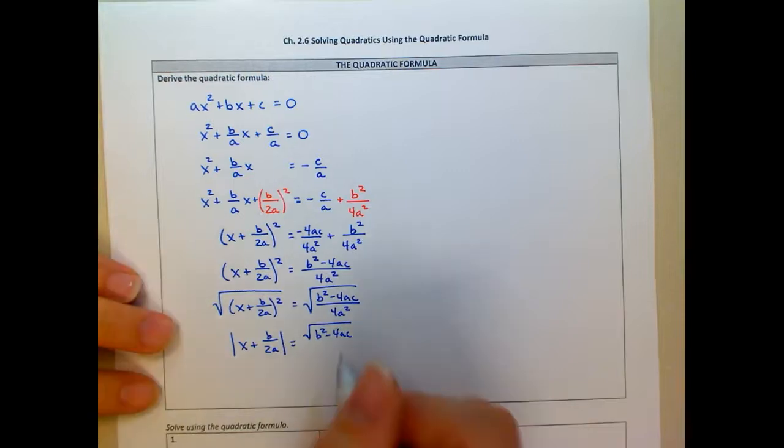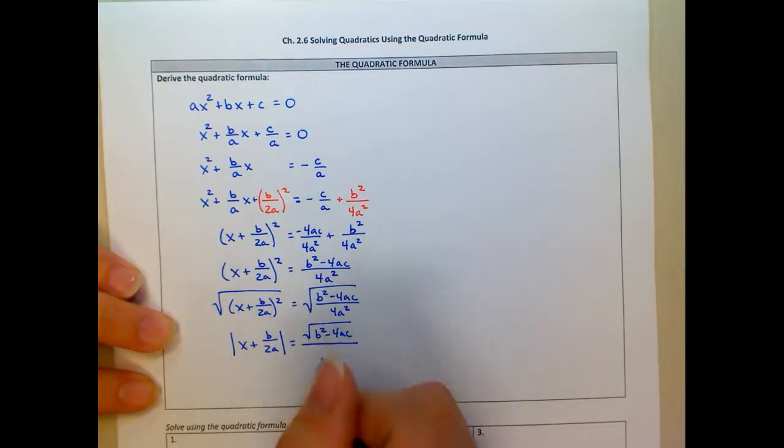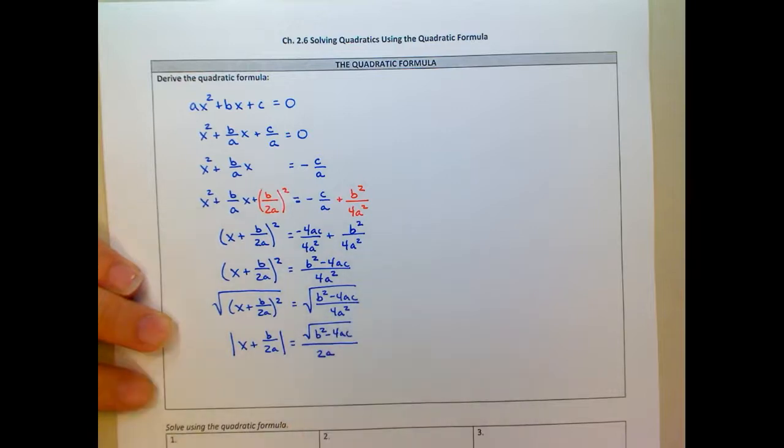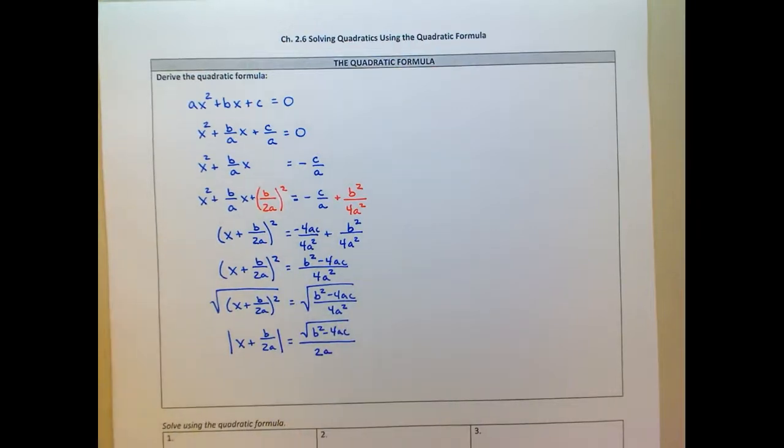Okay, but 4a squared is a perfect square, and so the square root of 4 is 2. The square root of a squared is a. So we have this 4a here. And now, remember, a is an actual number here. Okay, so we're just using a as a placeholder for a real number. So now we have to create our two equations.